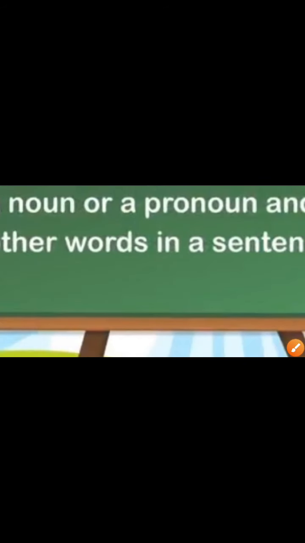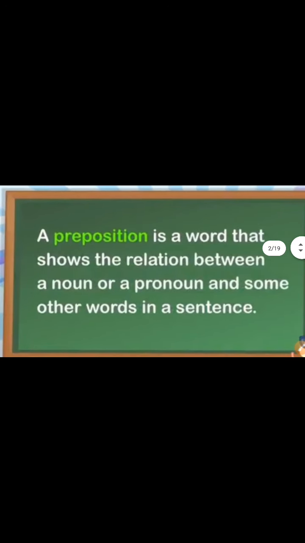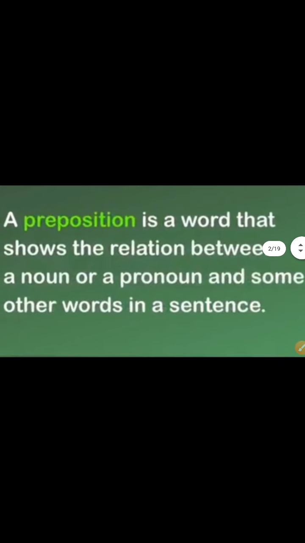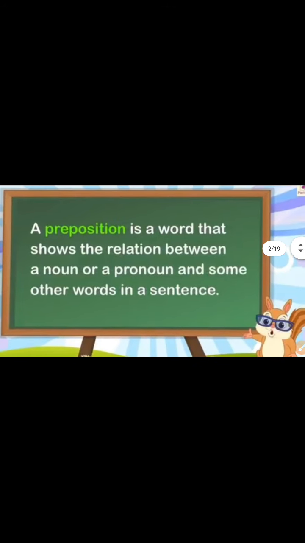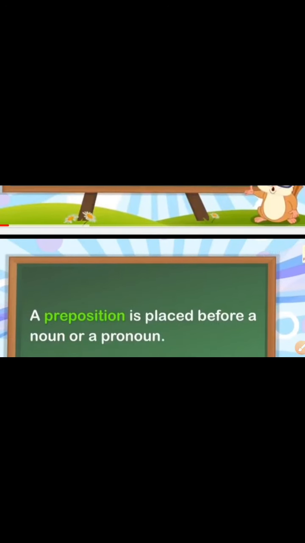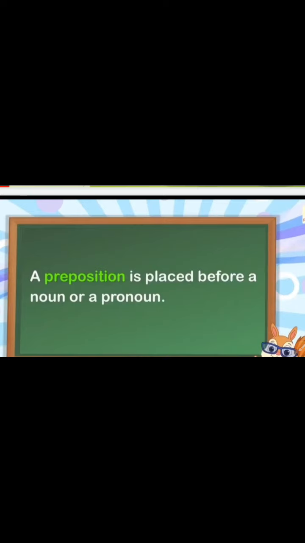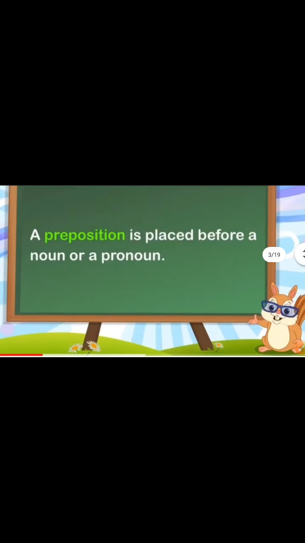Let me turn it first. A preposition is a word that shows the relation between a noun or a pronoun and some other words in a sentence. When we are framing a sentence, as you all know, there are different parts of speech involved. The function of a preposition is to show the relation between a noun or a pronoun and some other words in a sentence. Before an example, you should know where the preposition is placed. A preposition is placed before a noun or a pronoun.